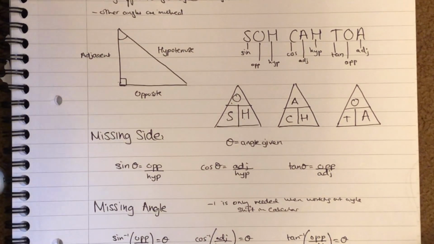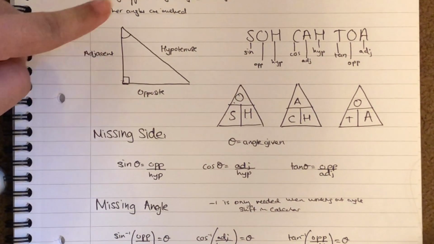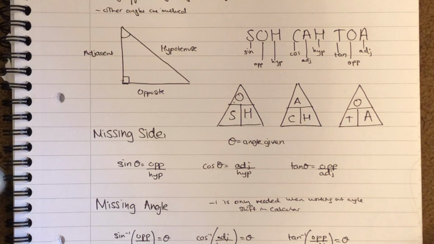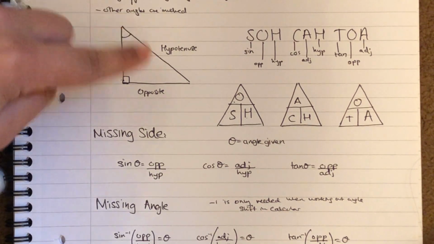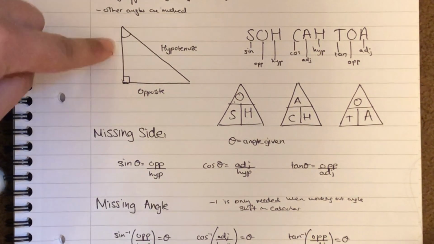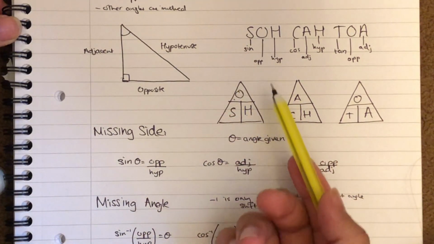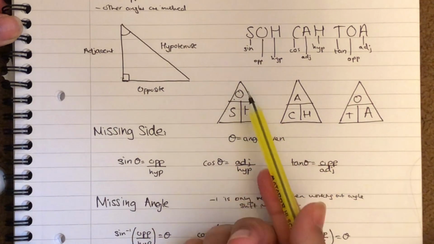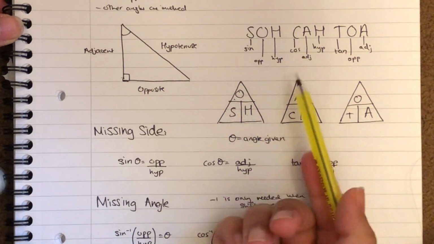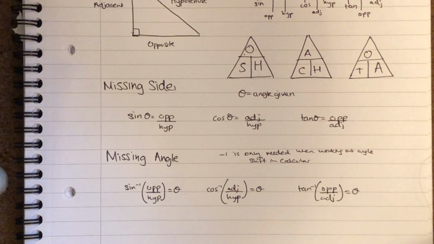Let's make sure we have them written down. So in a right angle triangle, the side opposite my right angle is the hypotenuse. The side opposite the angle given is called my opposite, and the leftover side is called my adjacent. S stands for sine, C stands for cos, and T stands for tan. O stands for opposite, H stands for hypotenuse, and A stands for adjacent. And these are my formulas for when I have a missing side and when I have a missing angle.